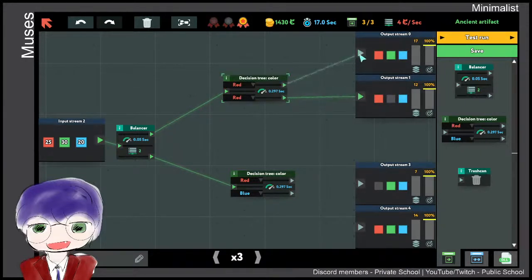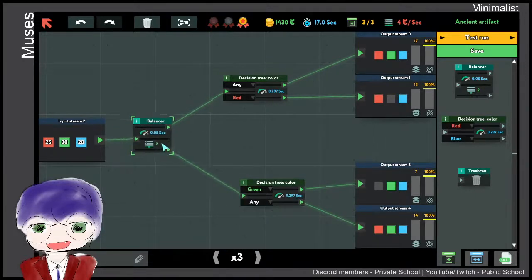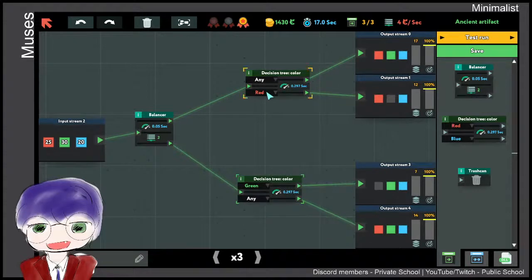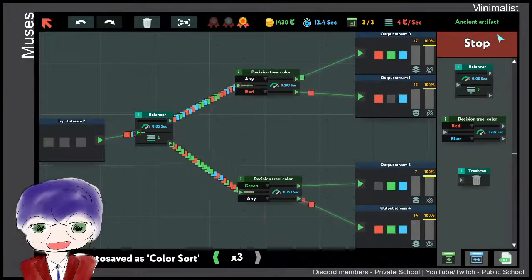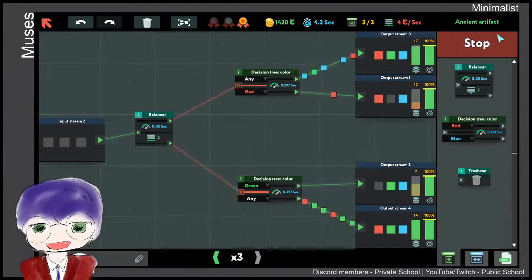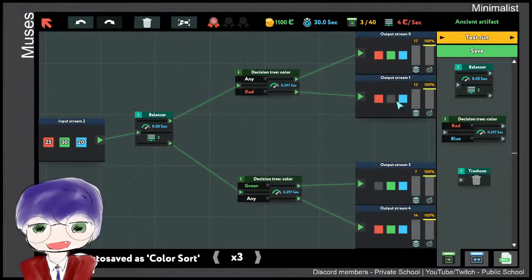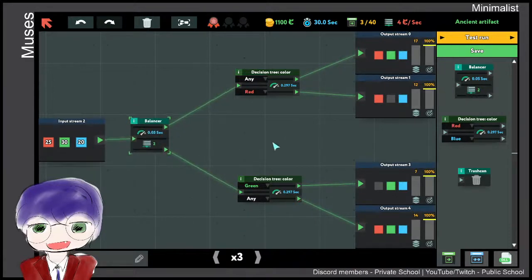Red goes down here. NE goes up there. NE goes down here. And let's see, we have 30 greens, so we'll set green over here. Would that work? I feel like that wouldn't work. Yeah, see? That is quick though. But we're not aiming for it.